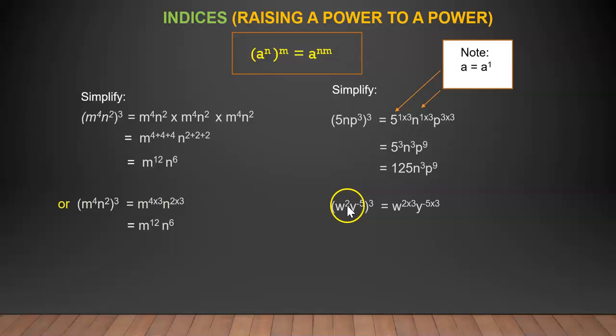So next we have w squared y to the negative 5, bracket cubed. So we're going to multiply each individual power. So for w, you have 2 times 3. And for y, you have negative 5 times 3, which will give you w to the 6, y to the negative 15.